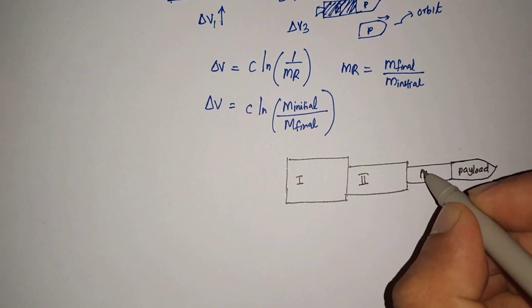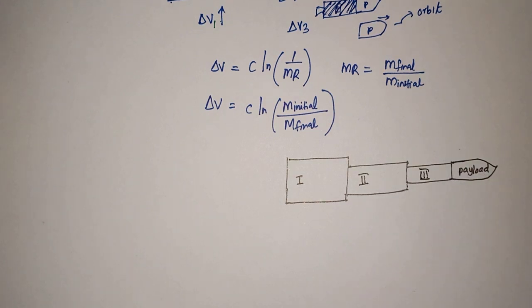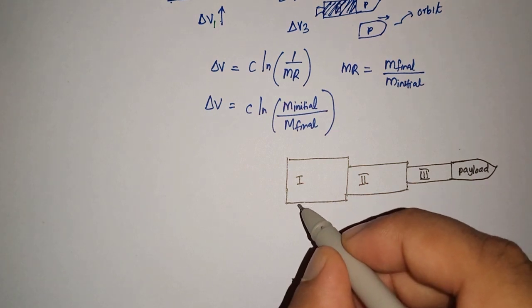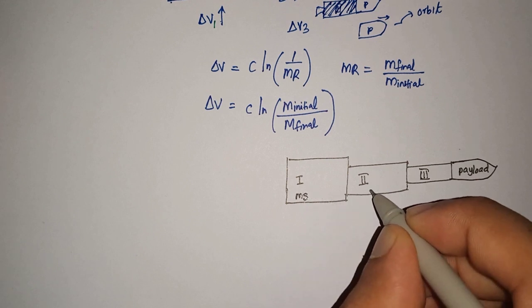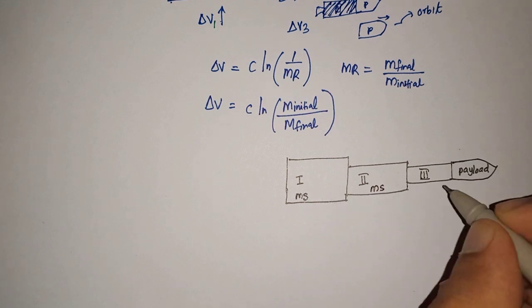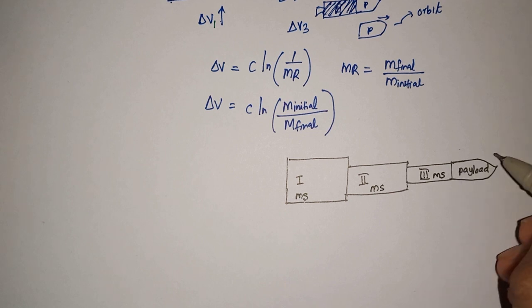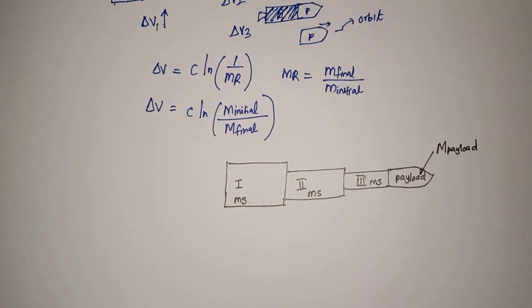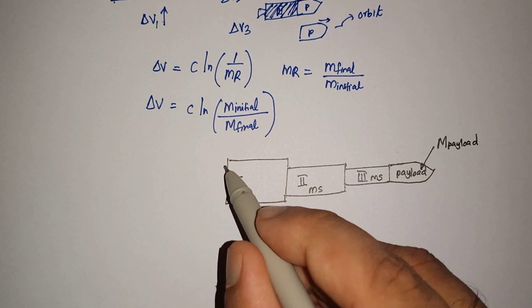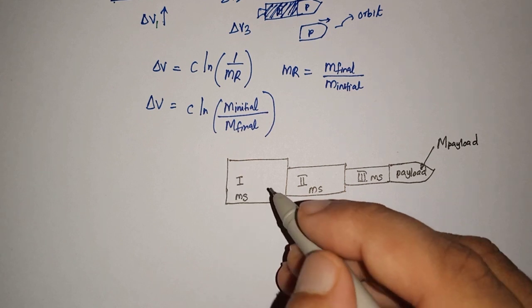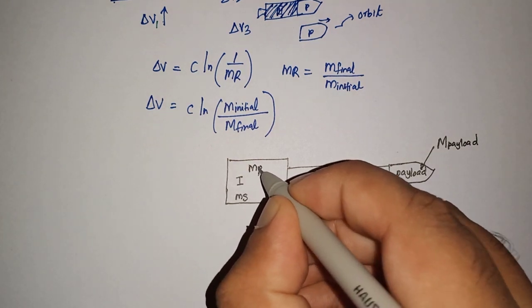Now, in every stage, the rocket has some structural mass. Let's say this is a structural mass, and this is a structural mass, and we keep this as the mass of the payload. We write in this fashion: mass of the payload. Now every stage will have its own fuel, so this is going to be the mass of the propellant, and here also we'll have the mass of the propellant.